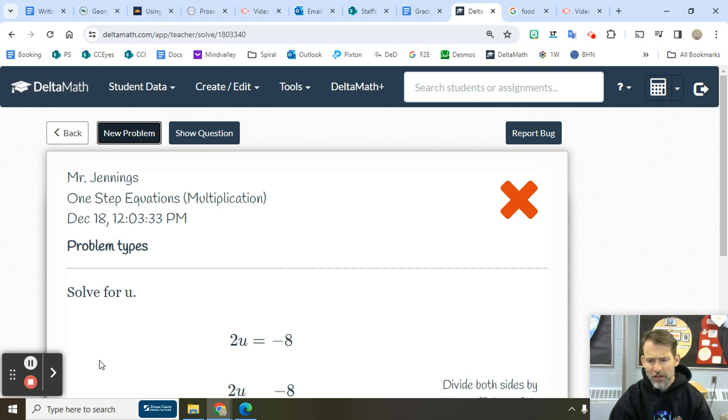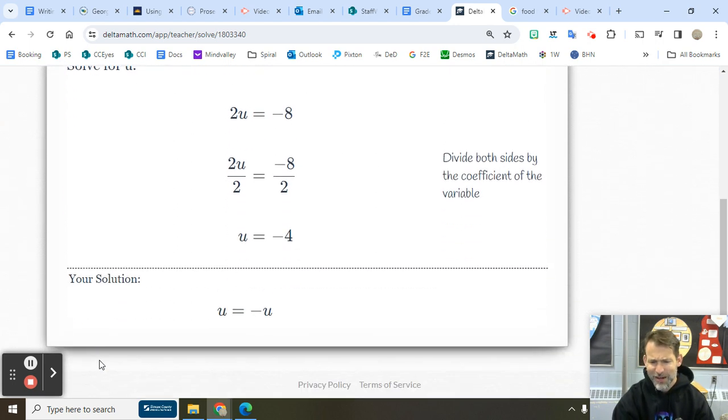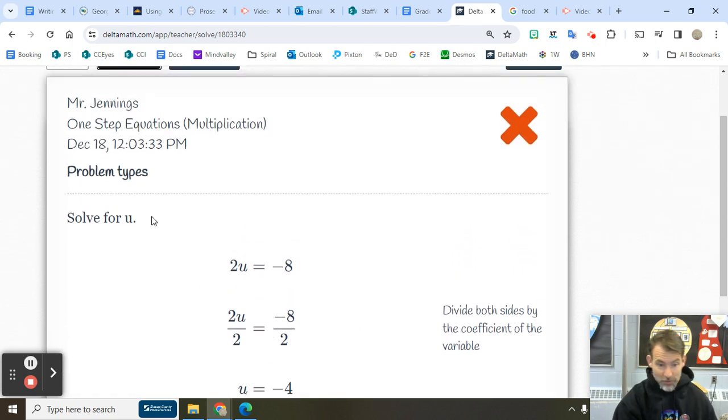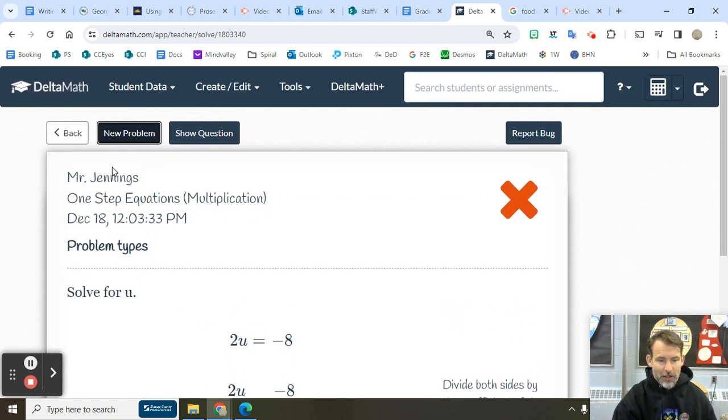I wrote the wrong number. It's minus 4. I wrote minus u. Oh my goodness. The only time when u equals minus u is when u equals 0. That's not even right.